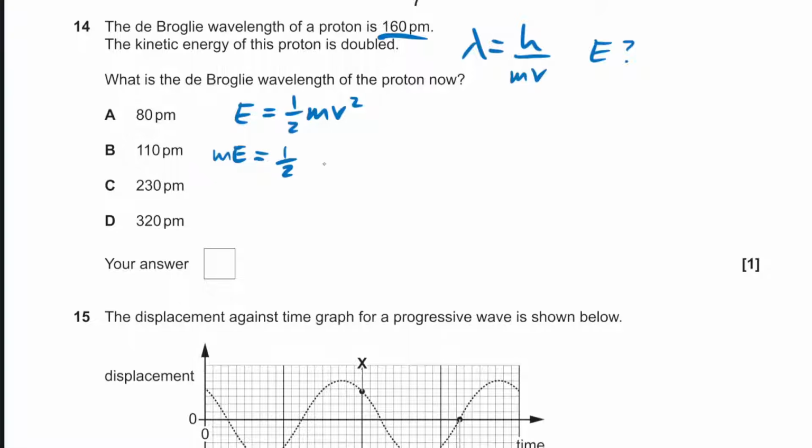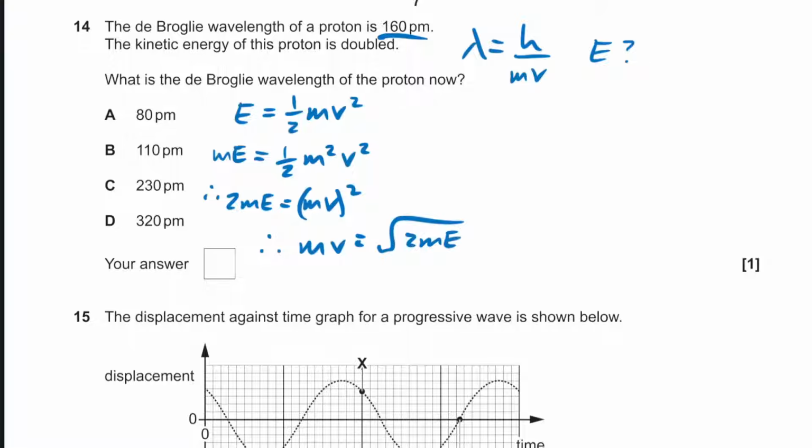So look at this. Times both sides by m, and we end up with m squared v squared on the right. So therefore, we can say that 2mE is equal to mv all squared. So therefore, mv is equal to the square root of 2mE. So therefore, taking this down here, we can say that lambda is equal to h over root 2mE.